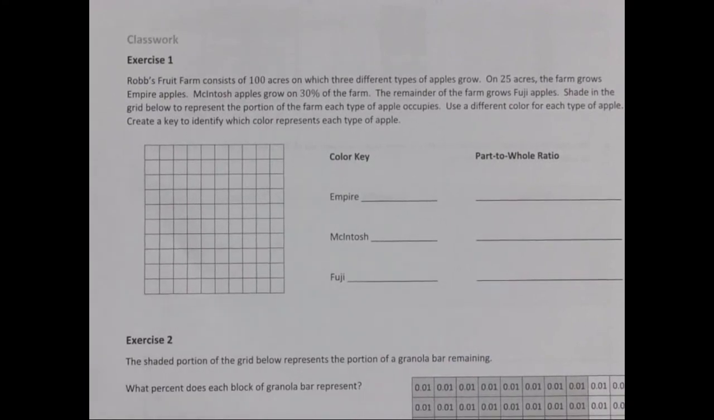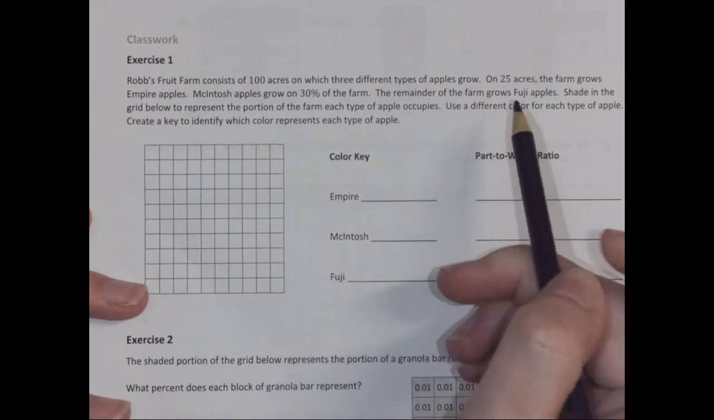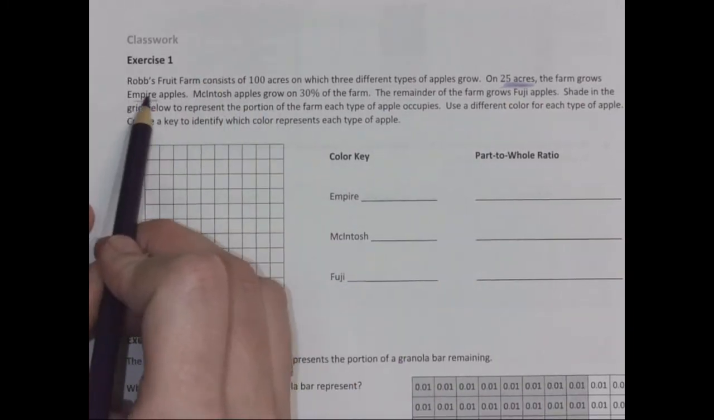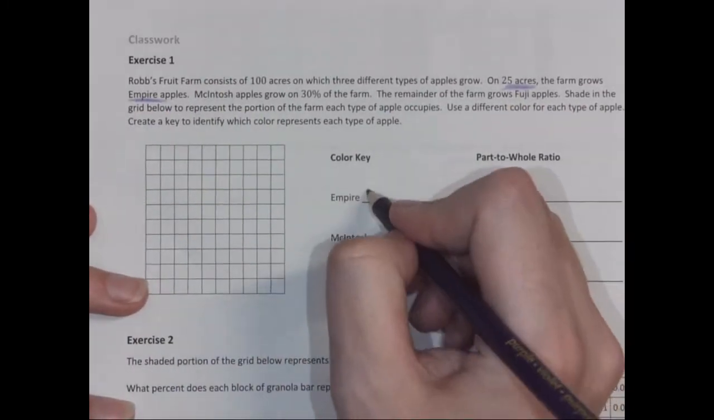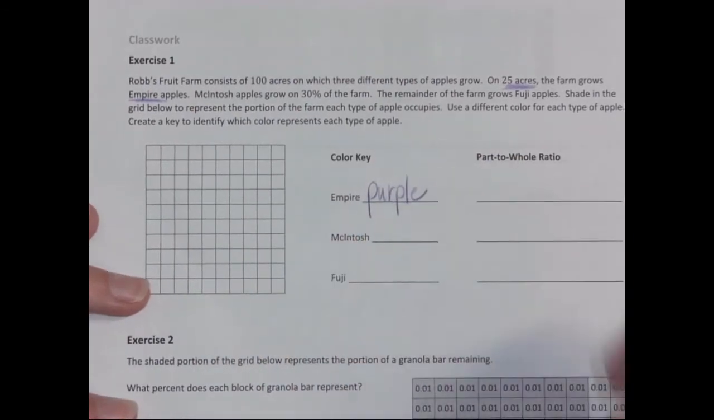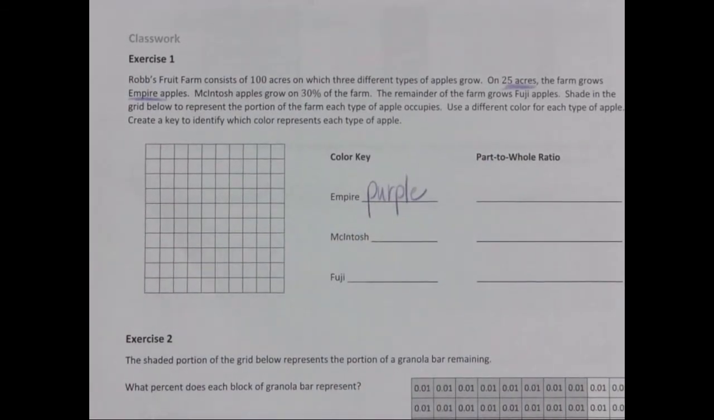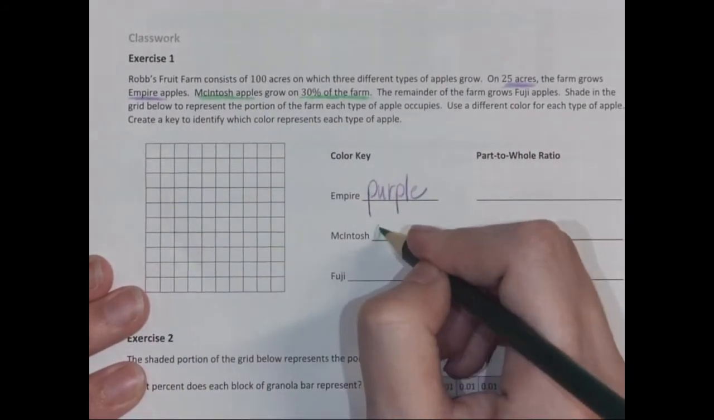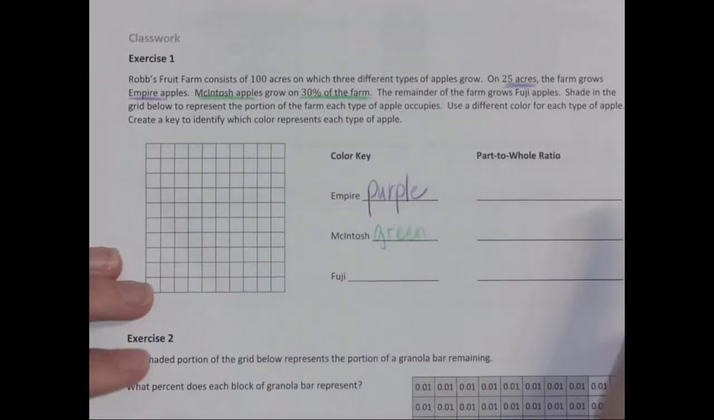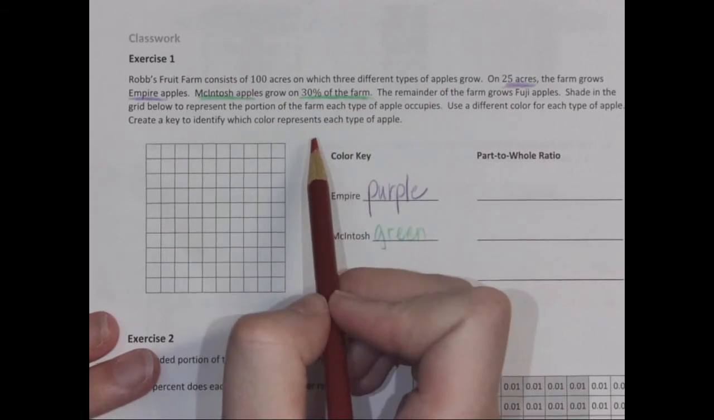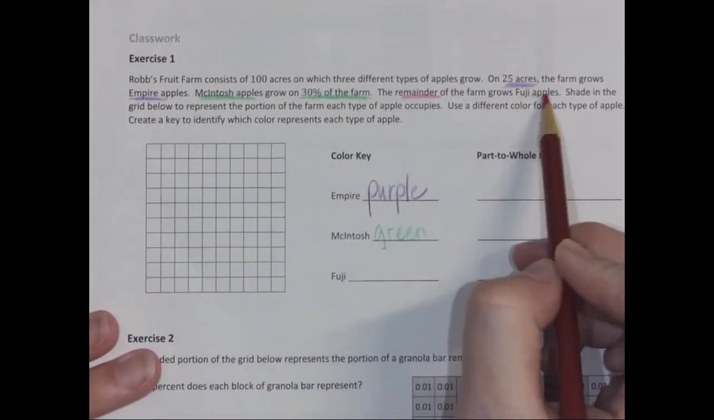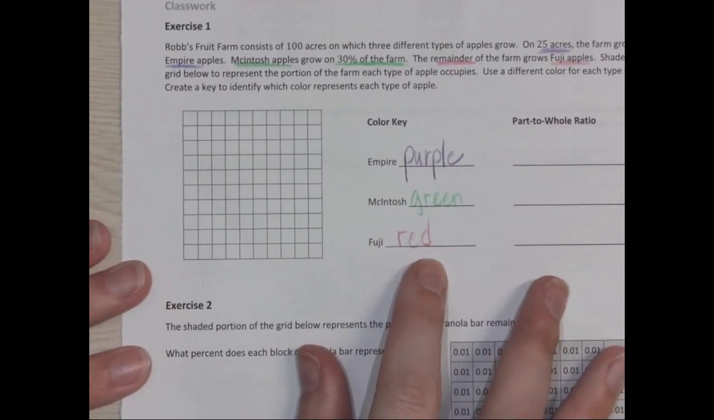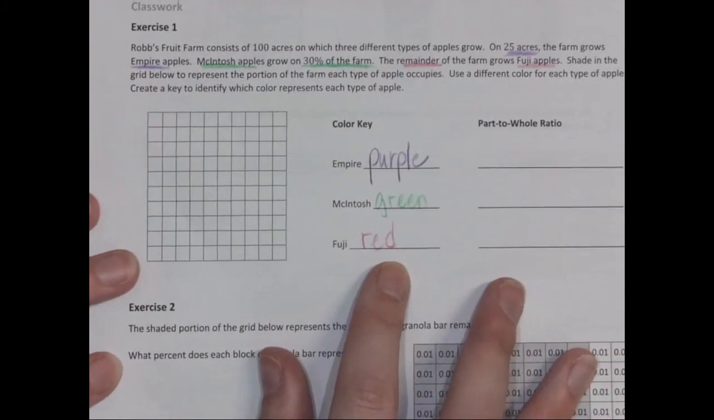So I'm going to use, what do I have? Purple for 25 acres that have Empire apples. Okay, so next to Empire, I'm going to write purple. I'm going to use green for the McIntosh apples on 30% of the farm. So I need to write green for McIntosh. And I have a red for the remainder, which is Fuji apples. Red.